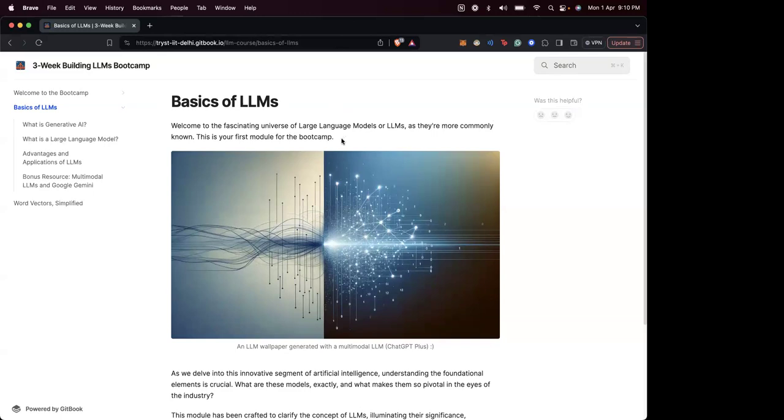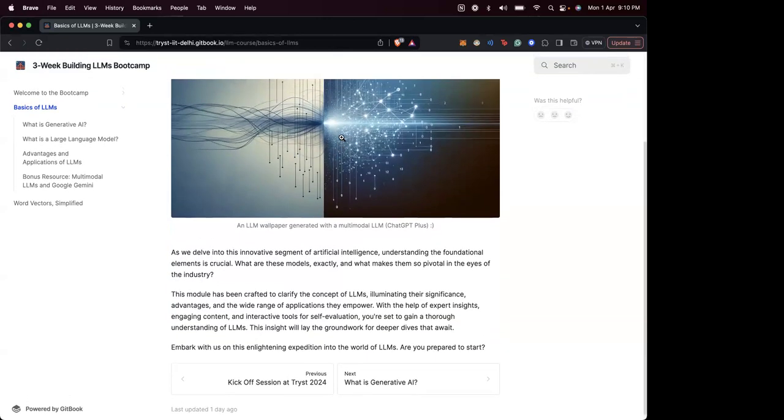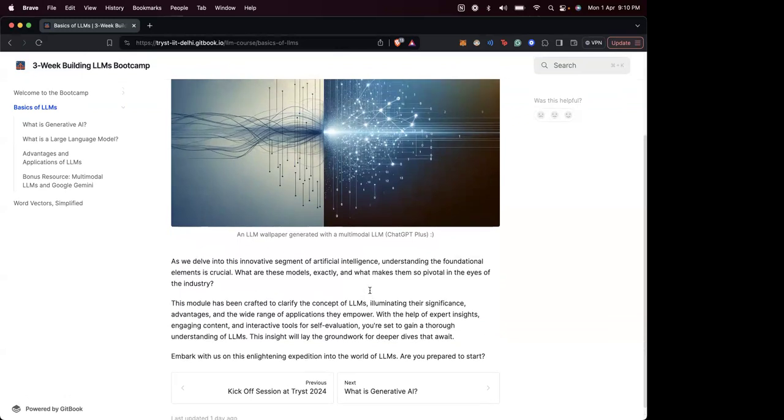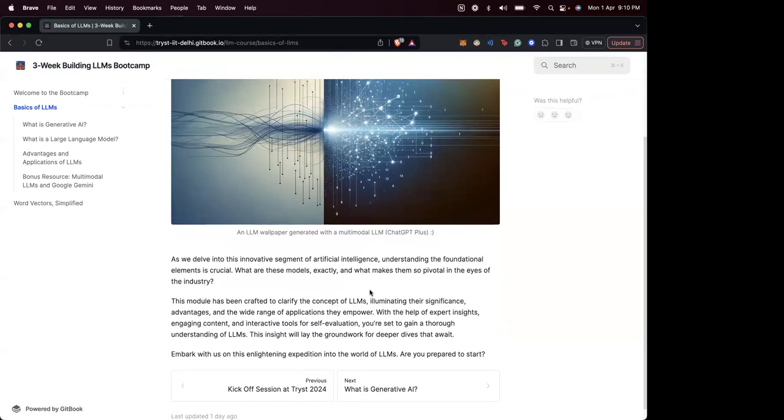Welcome to the fascinating universe of large language models, or LLMs, as they're more commonly known. This is the first module, and we'll be having multiple modules in this bootcamp. As we delve into this innovative segment of AI, understanding the foundational elements is crucial. So what are these models? How do they work? What goes on in the back?